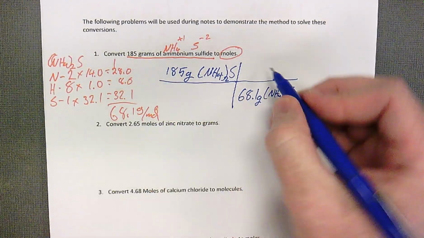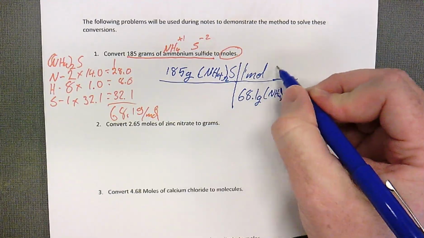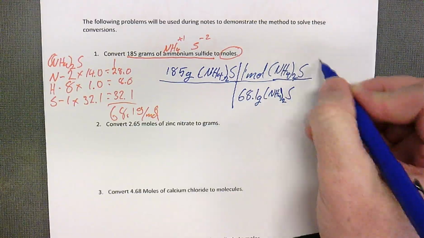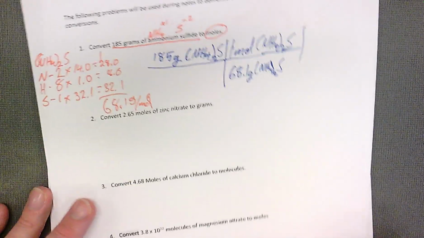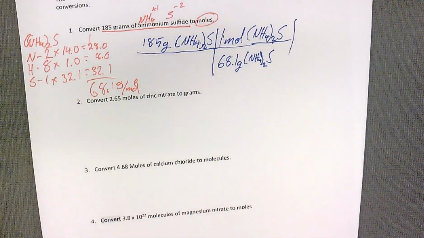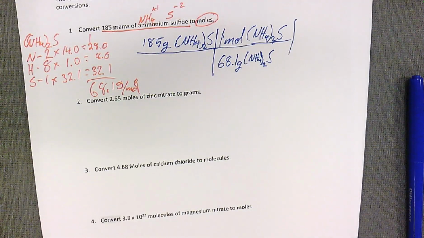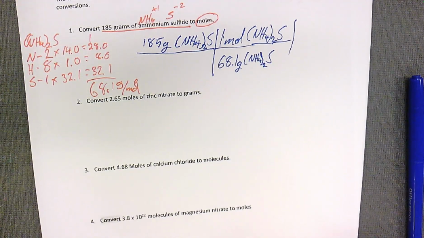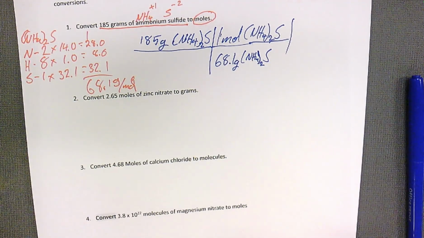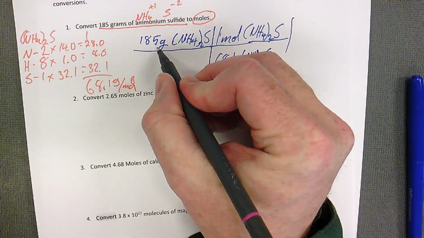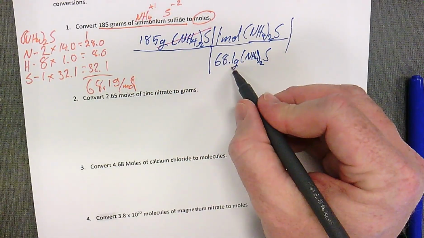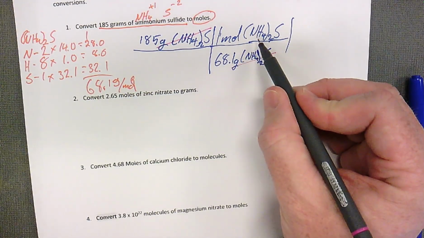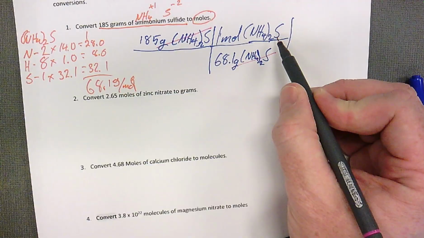And what's it equal to? 1 mole NH4-2S goes on top. All right? Sorry, I made it move. Is everybody with me so far? Okay, now, what this lets me do, remember if the same thing is on top and bottom, I can cancel it out. So I can cancel the grams of NH4-2S, all right? And that leaves me with moles of NH4-2S, right?